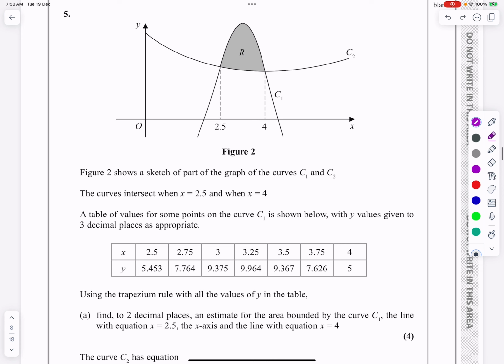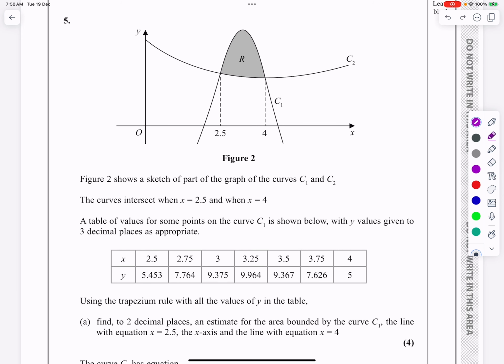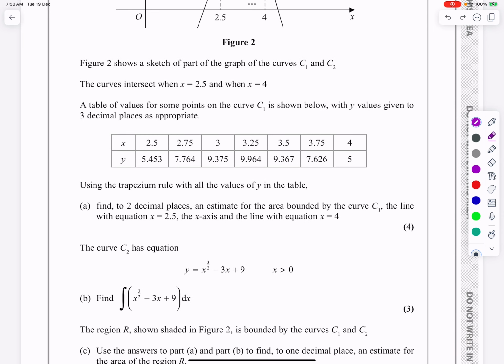Make a start. It says we've got this graph, and the table is giving me all the values here, and asks, can I find to 2 decimal places an estimate for the area bounded by the curve and the line, and x equals 2, x equals 4. So what that in effect means is, can I use the trapezium rule to work out that area? Well, absolutely I can. What I need to do first of all is just count up how many different values I've got here. So I'm going to call this y0, y1, y2, y3, y4, y5, and y6.